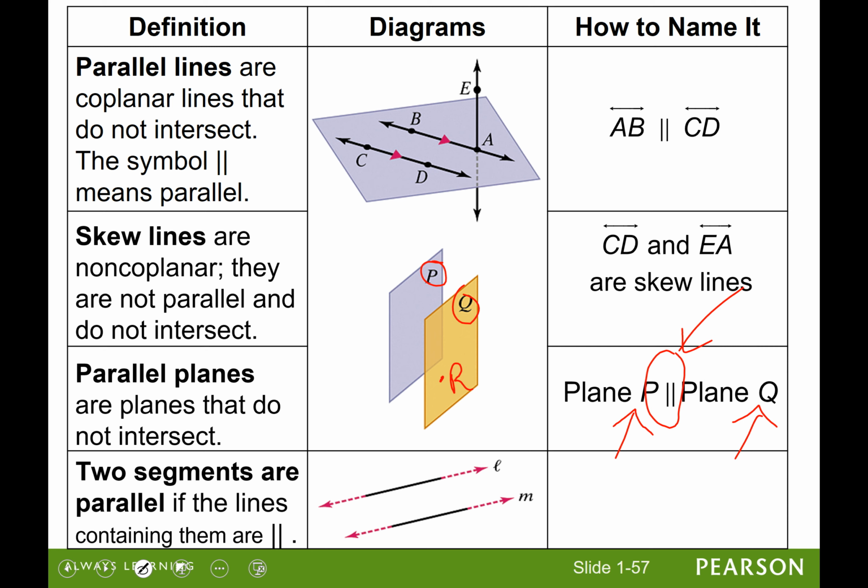Two segments are parallel if the lines containing them are also parallel. So basically, you have two parallel lines, you can grab any segment of each of them, and you would also have parallel segments there. So like parallel segments L and M right here. You can use that same shorthand, that parallel symbol, lowercase l and lowercase m.